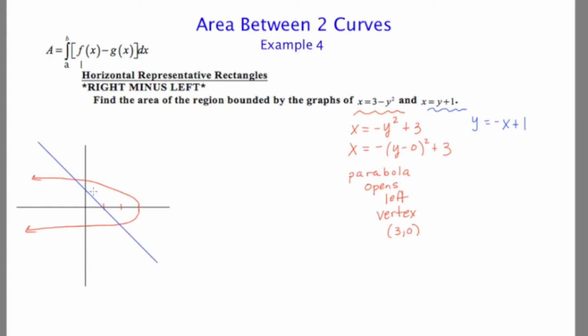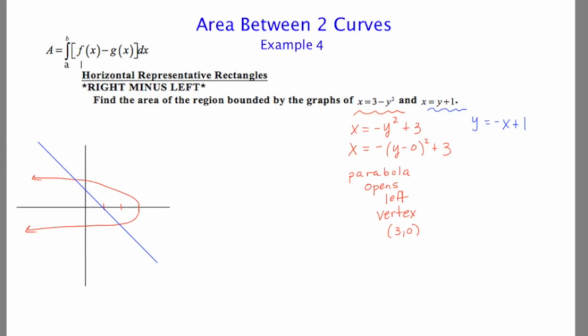Okay, now at this stage of the game, I would usually draw in the representative rectangle. I would draw in a rectangle that would connect top to bottom. But as I scan this region here, starting at the left and going to the right, way over to the left, red's on top and blue's on the bottom. And as I scan over to the middle, red's on top, blue's on the bottom. But as I get all the way to the right, it's red over top of red. And that's not going to work. There's no way you can subtract a function from itself and be able to find that area in between.